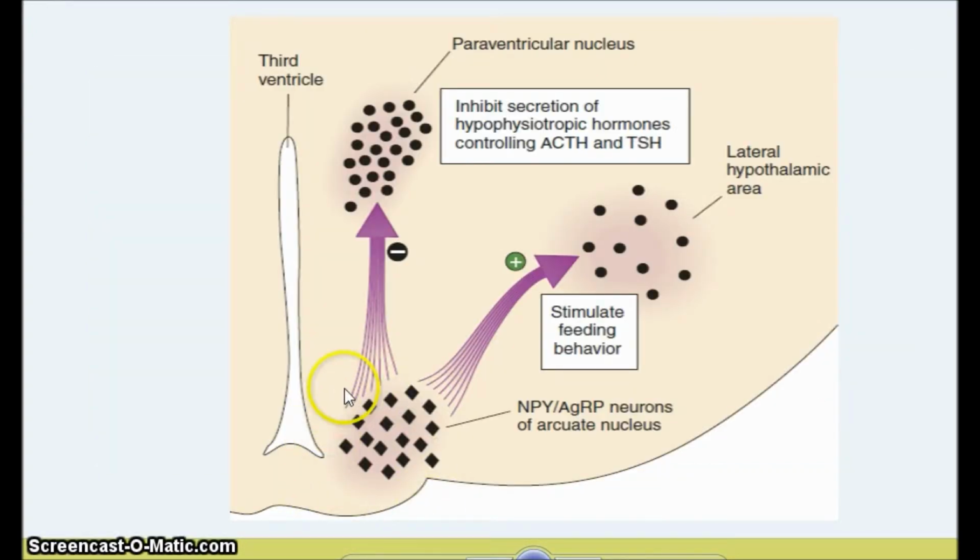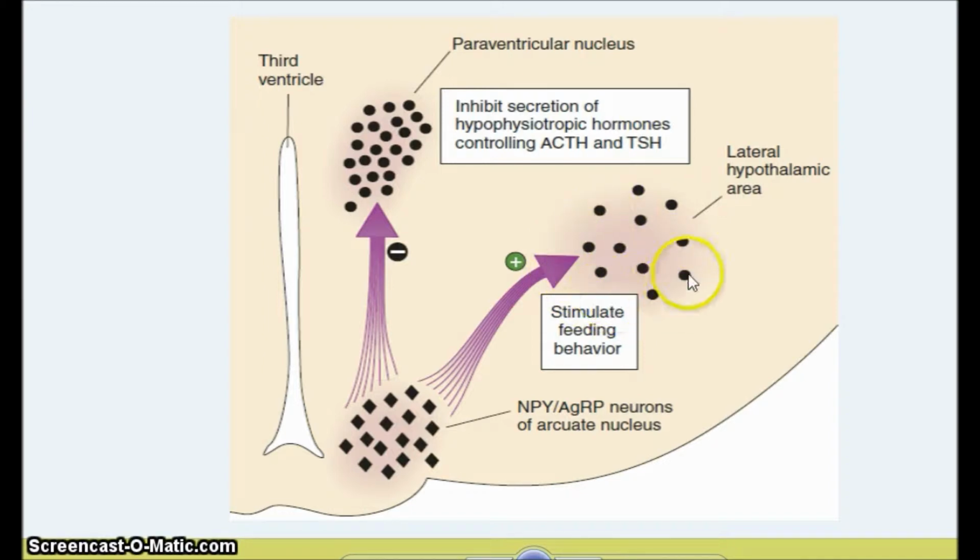So ghrelin will float in the blood up to your hypothalamus, and it'll reach a part of your hypothalamus called the arcuate nucleus. In the arcuate nucleus, it'll bind to receptors on neurons, and these neurons that ghrelin binds to release molecules called neuropeptide Y and AGRP. These peptides will have different effects on other parts of the hypothalamus. Neuropeptide Y in the lateral hypothalamic area will stimulate feeding behavior.